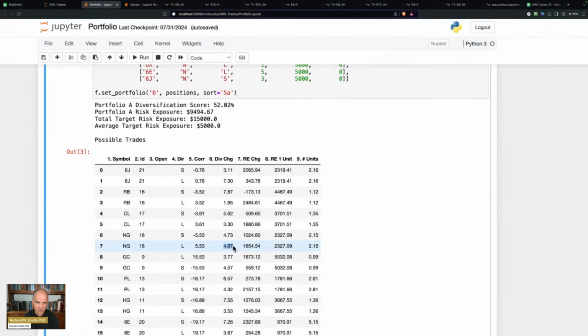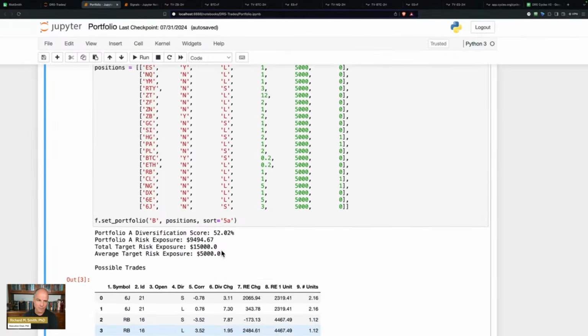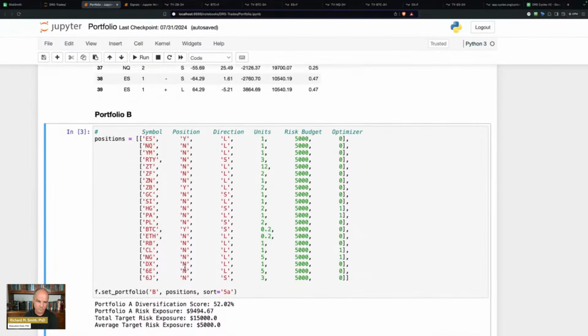Gives me 5 points of diversification. And I can get $5,000 of exposure for $16,050. Okay. Let's add in the long natural gas because I am long natural gas. And it was 2 units. So we're going to turn on natural gas. 2. All right.